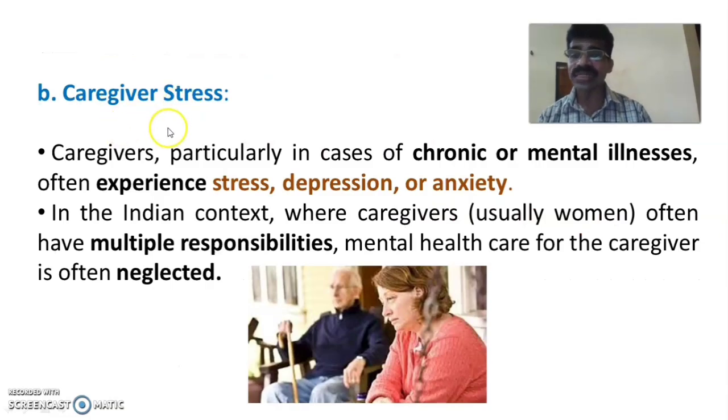Second is caregiver stress. We already discussed who the caregiver is and what their stress is. Caregivers, particularly in the case of chronic or mental illness, often experience more stress, more depression and more anxiety than in general illness or diseases. So caregivers, especially those who care for chronic disease patients and even mental illness patients, have more stress and more depression. That may lead to high anxiety and emotional outbursts.